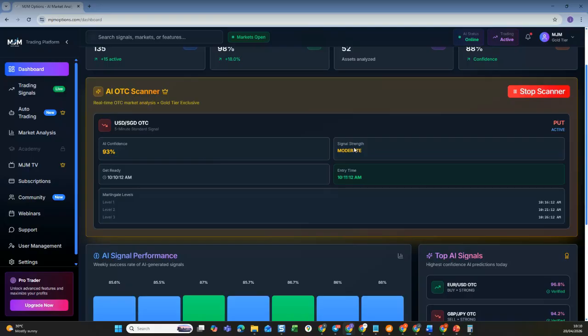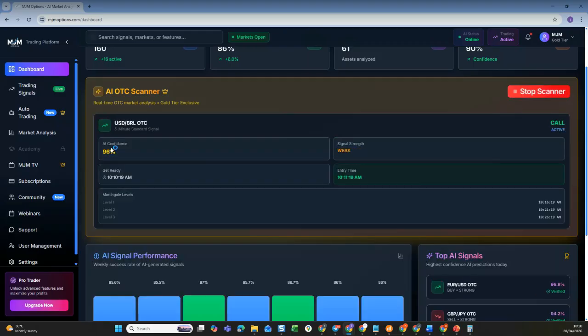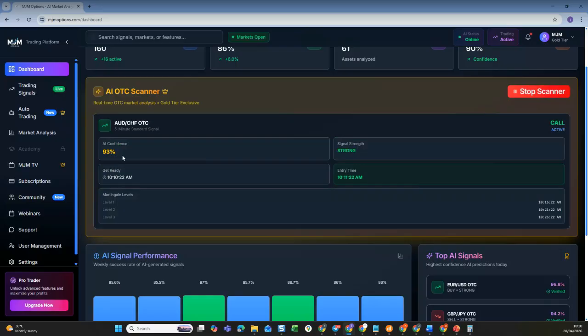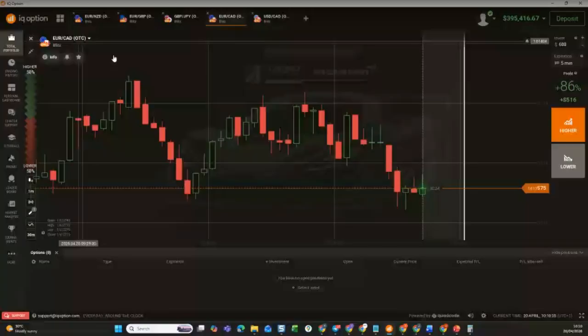93 and moderate, no. 97 and moderate, no. 72, 96 and weak, no. 82, no. 93 and what? Strong. So this is what we're looking for. We're looking for AI confidence of 90 to 99 and signal strength of strong. So we have that here. Now what is the pair? The pair is AUDCHF.